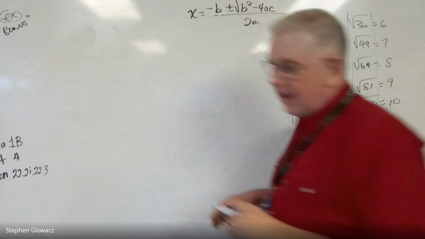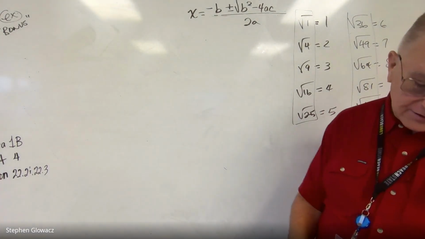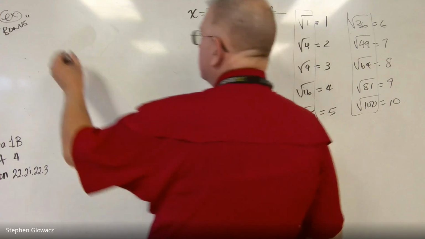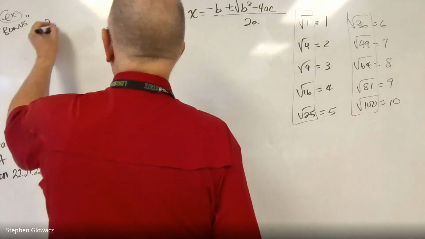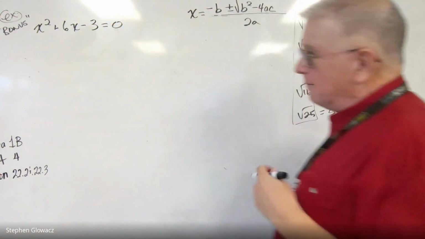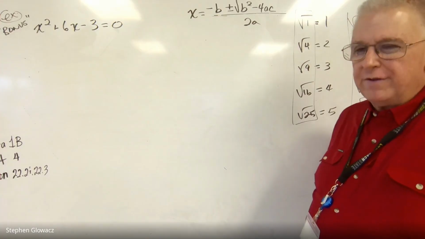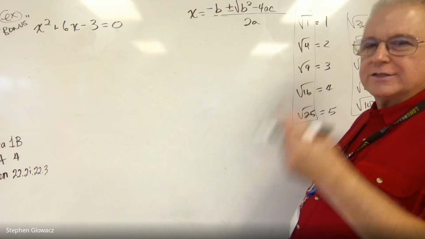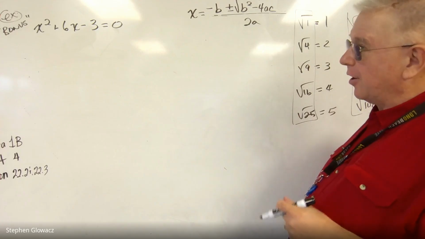And so let's go ahead and take a look at this one. So we have x squared plus 6x minus 3 equals 0. And by the way, one thing you'll notice as you do more of these problems, it's going to get quicker and quicker each time you go.